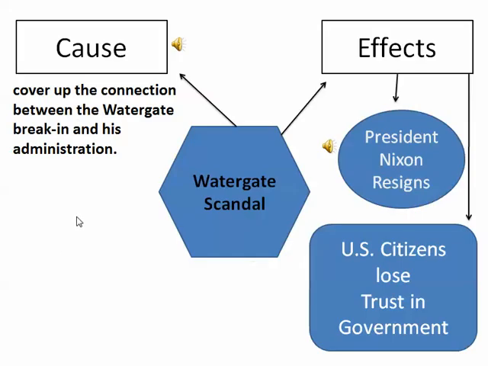So if we look at this here, we see that the cover-up and the connection between the Watergate break-in and Nixon's administration was the cause of the Watergate scandal. And then the effect of that scandal was that President Nixon became the first president in U.S. history to resign, and then U.S. citizens lost trust in government, started to mistrust the United States government officials. Okay, and I do believe that that is close to presidency of Gerald Ford.